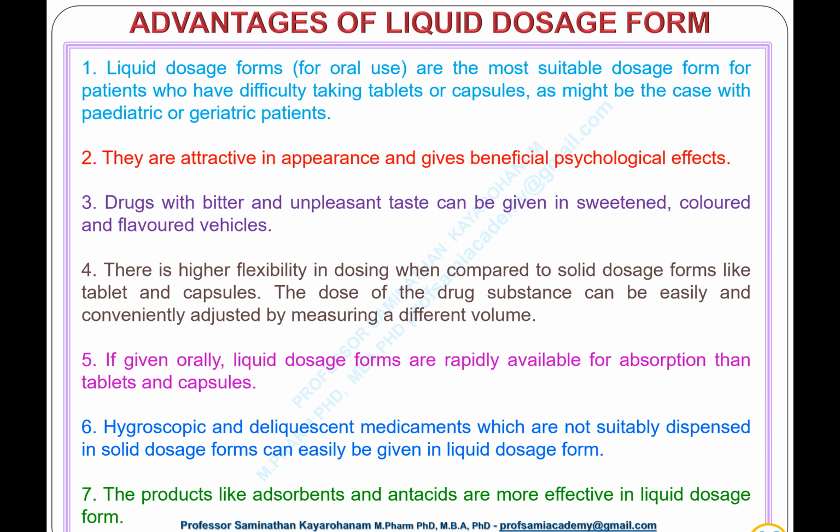4. There is higher flexibility in dosing when compared to solid dosage forms like tablets and capsules. The dose of the drug substance can be easily and conveniently adjusted by measuring a different volume. 5. If given orally, liquid dosage forms are more rapidly available for absorption than tablets and capsules. 6. Hygroscopic and deliquescent medicaments which are not suitably dispensed in solid dosage forms can easily be given in liquid dosage form. 7. Products like adsorbents and antacids are more effective in the liquid dosage form.